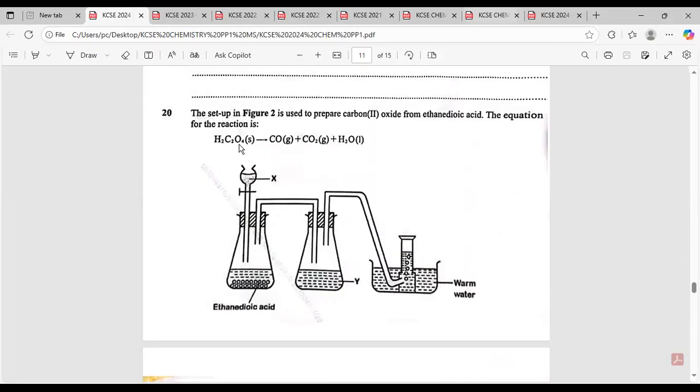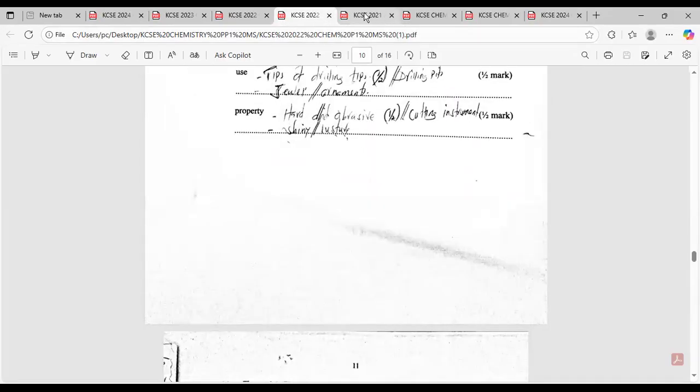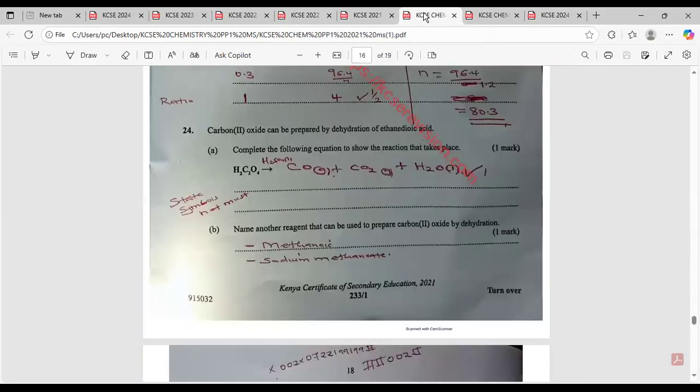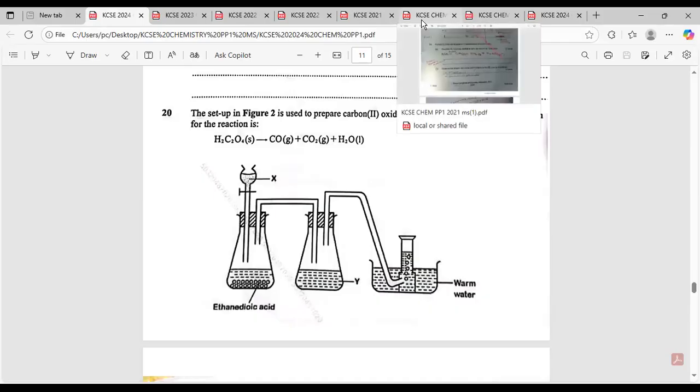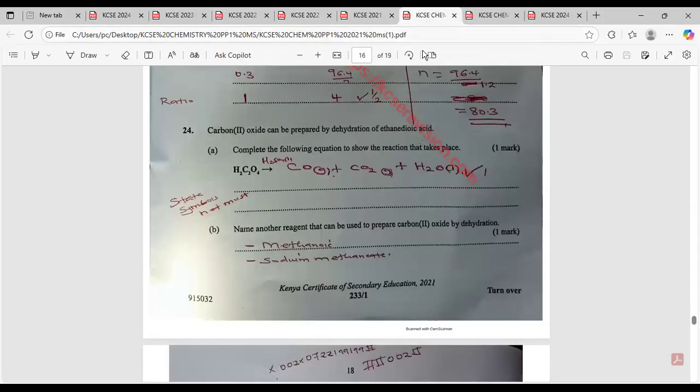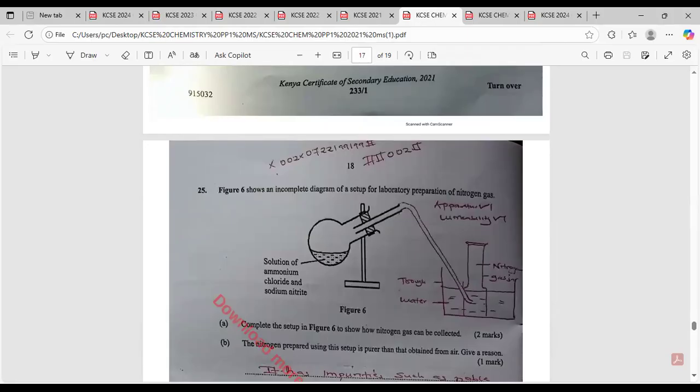So in 2024 they brought the equation already complete. 2021, sorry, not 2021. In 2021 they brought the equation for the student to complete. In 2024 they started with the equation complete. So you can see the difference. Then they give the student to finish. So that is how they keep on repeating the same thing, and it's good that we stay in touch. So those are 14 marks. We go to the next one.